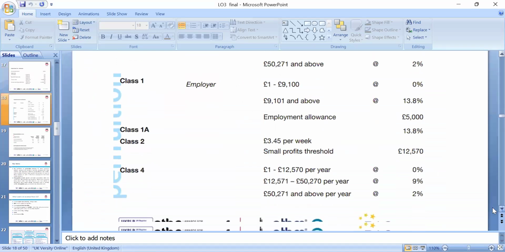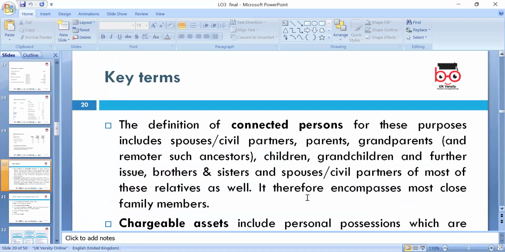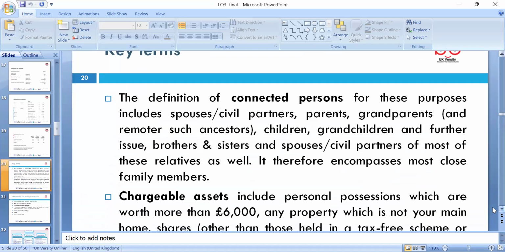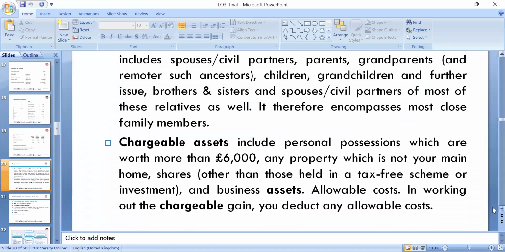Then we discussed in the last lesson insurance and penalties if you deliberately err. Okay, so today's lesson: the connected persons for these purposes include the spouse, civil partner, parent, grandparent and remoter relatives, such as sister, children, grandchildren and further issue, brother and sister and spouse. These can be connected persons. The chargeable gain includes personal possessions worth more than 6,000. Up to 6,000, if you have a gain on these, that's exempt. It also includes any property which is not your main home, or shares other than those held in tax-free schemes, investments or business assets.